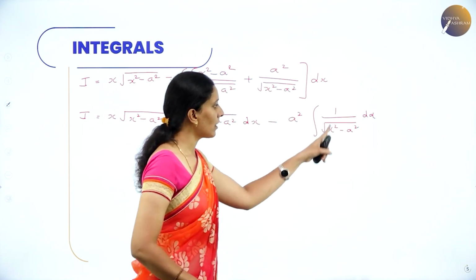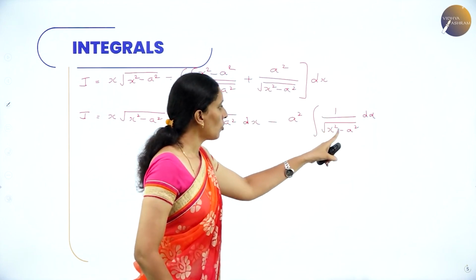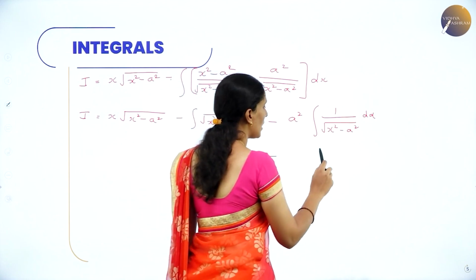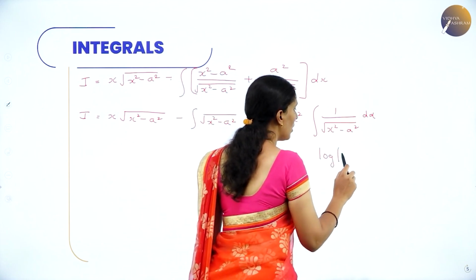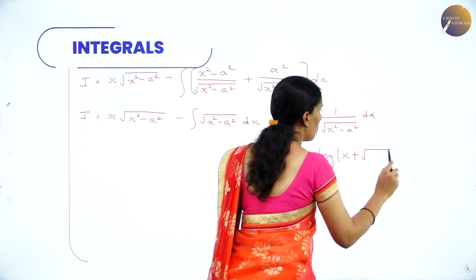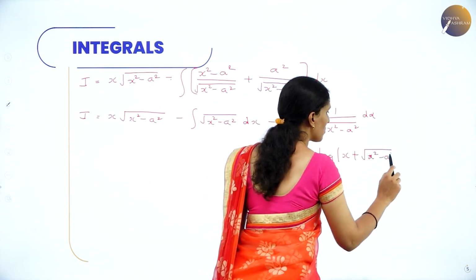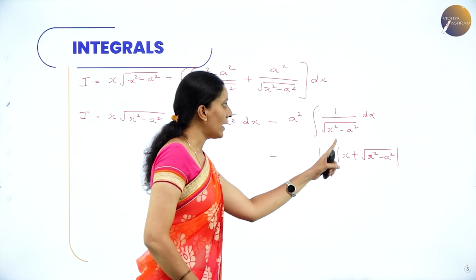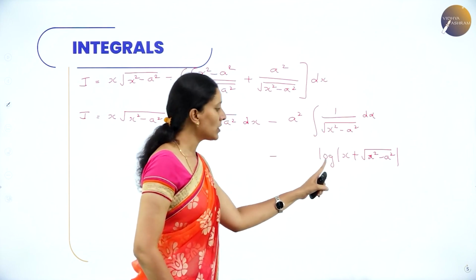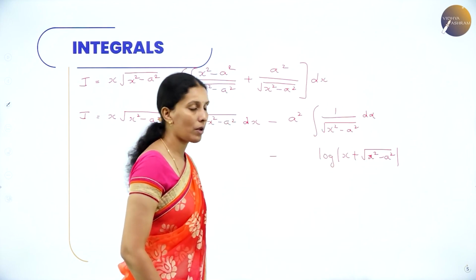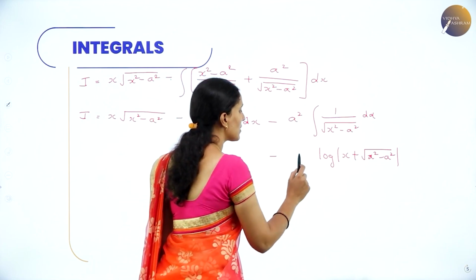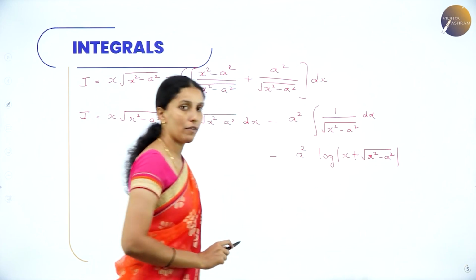Remember the standard integral of this form. 1 over root of x square minus a square integrates to log of modulus x plus root of x square minus a square. So this is the standard integral and its value is log of x plus root of x square minus a square. Here a square is outside, so I will write it outside the function.